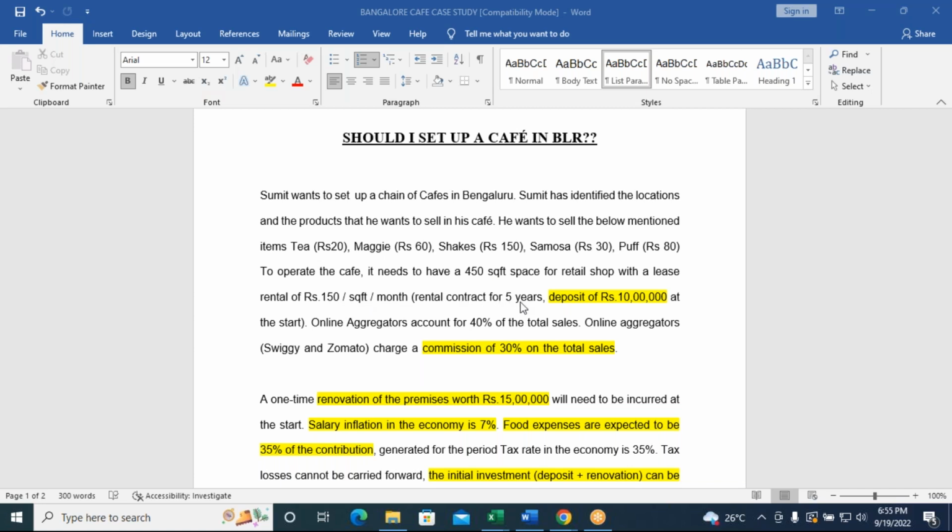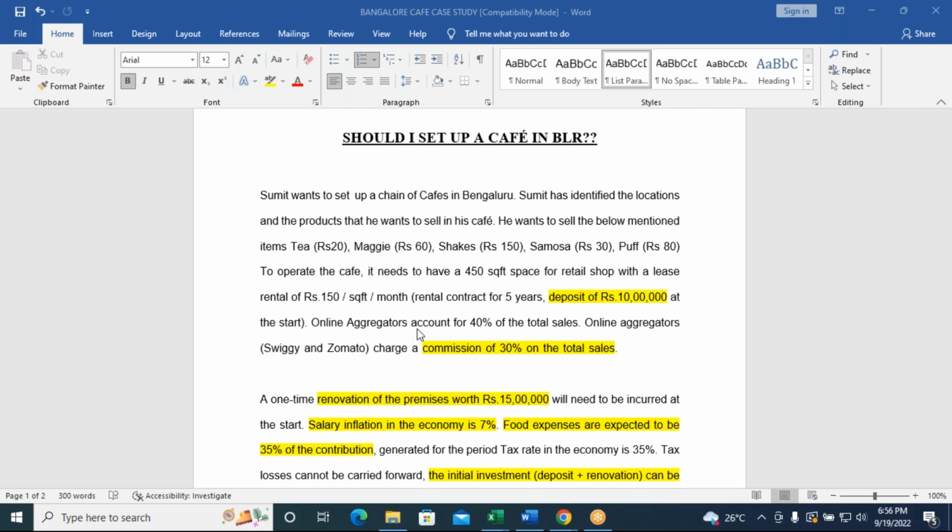And a rental contract for 5 years has been done. So he has made up his mind that he is going to run the business for 5 years. He has put a rental agreement also for 5 years, wherein the deposit for the place is 10 lakh rupees at the start. So to set up this one location, how much is the deposit? 10 lakh rupees. And he is planning that out of that 100%, 40% he is going to give to online aggregators. Online aggregators are nothing but Swiggy and Zomato.